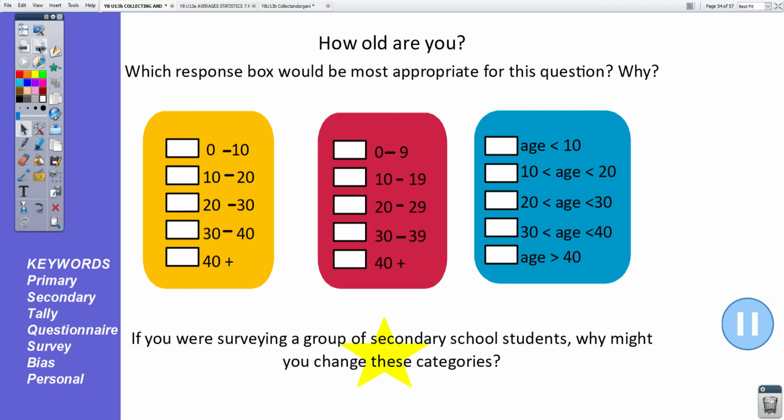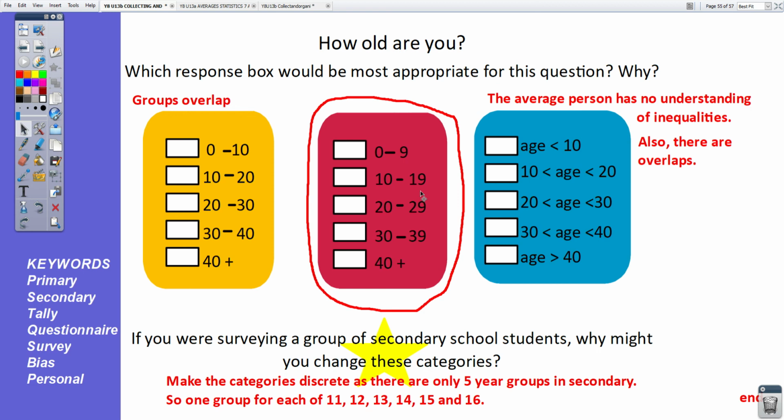Okay, let's have a look. The one in the middle, the red grouping, is the most appropriate for how old are you. In the yellow box, the groups overlap. A 10-year-old wouldn't know whether to tick the first group or the second. Same for a 20-year-old, wouldn't know whether to tick the second or the third, and so on. In the blue box, first of all, the average person has got no understanding of inequalities, so wouldn't know what this meant. And also there are overlaps. For instance, less than 20, 20 less than age less than 30, 30 less than age less than 40. There are overlaps.